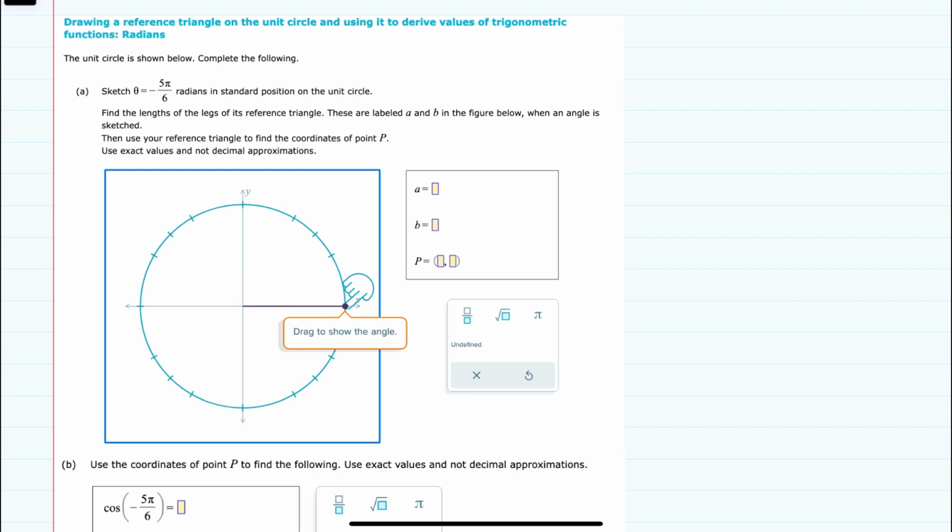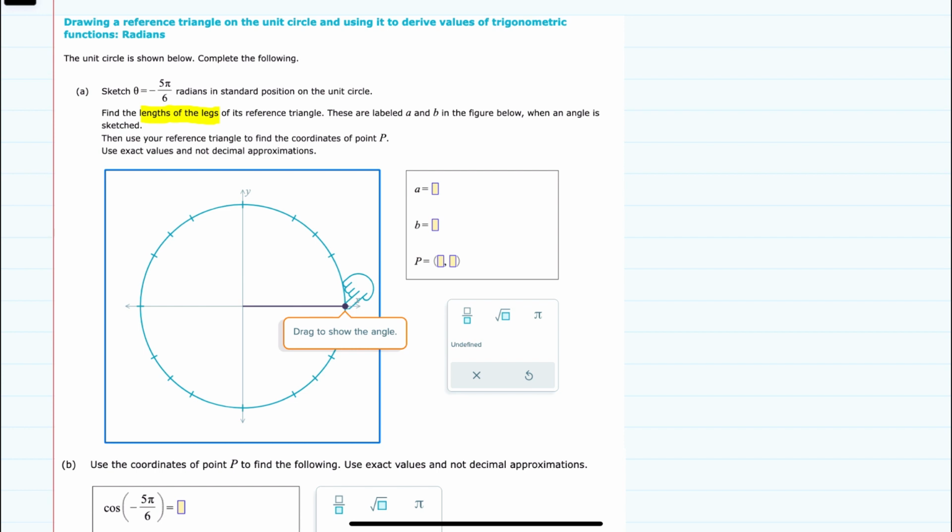In this video, I'll be helping you with the ALEKS problem type called drawing a reference triangle on the unit circle and using it to derive values of trigonometric functions, radians. In part A of this question, we're asked just to sketch theta equals -5 pi sixths, and then use that to find the lengths of the legs of the reference triangle, which are here called A and B.